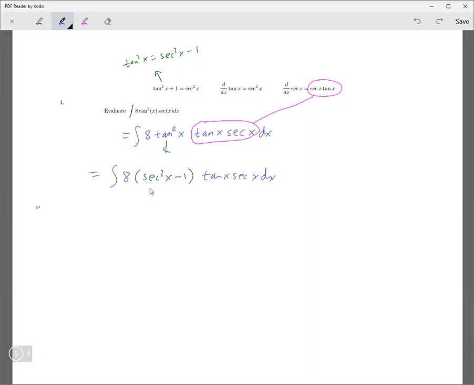So now everything here is secant, and so then we can exploit this one here. Okay, so we have 8 secant squared x tangent x secant x. So we keep those separately. We don't combine them. And then we have minus 8 times negative 1. 8 is minus 8 tangent x secant x dx.